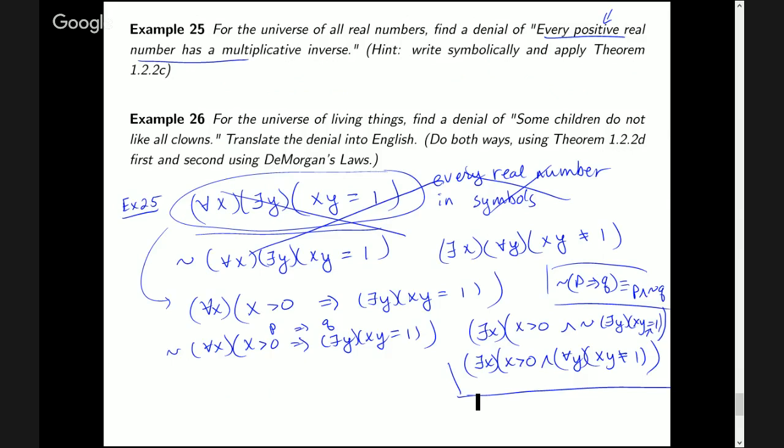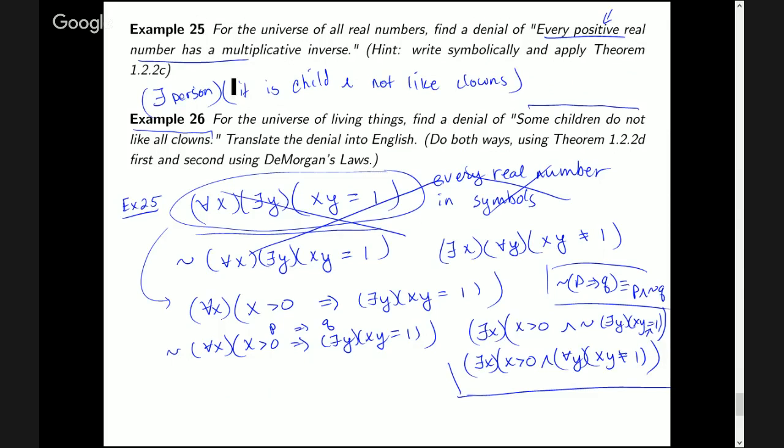Let's talk about example 26. I ran out of room to write it down, but let's actually do it in our minds. It says some children do not like clowns. So that means that there exists a child and not likes clowns. There exists a person, I'll put it that way. There exists a person, the person is a child and does not like clowns.